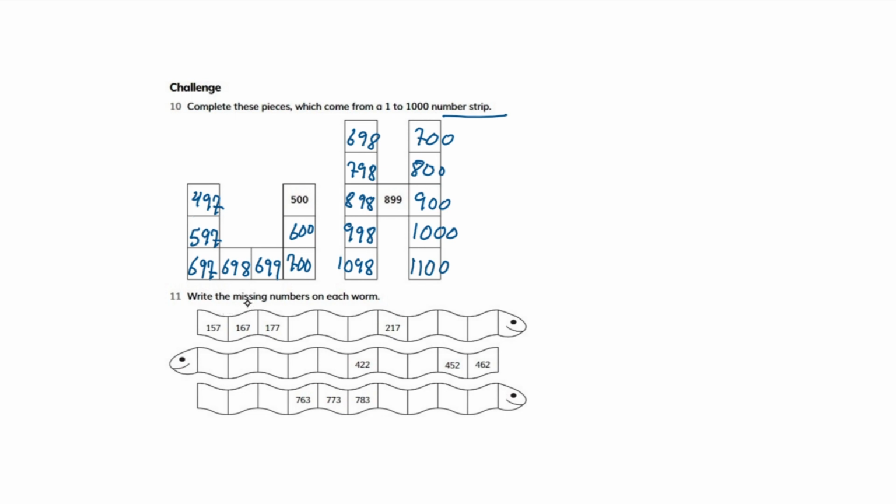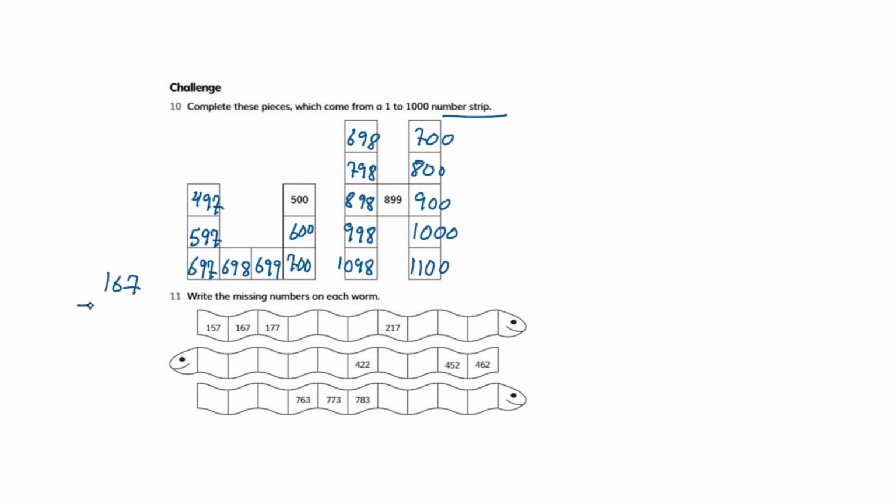Over here it says, write the missing numbers on each worm. So 3 worms are given here and we have to find the missing numbers. How can we find them? We can easily find them if we know the relationship between the first 3 numbers which are given. In the first part we have 157. When it moves to the second part, there is 167. To find how many more numbers are added to 157 to get 167, we have to subtract 157 from 167.